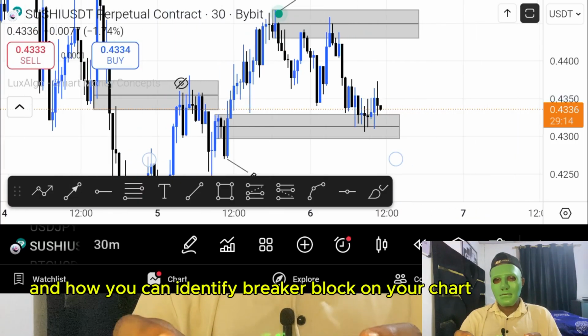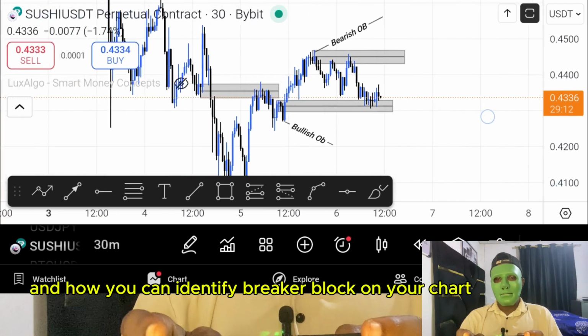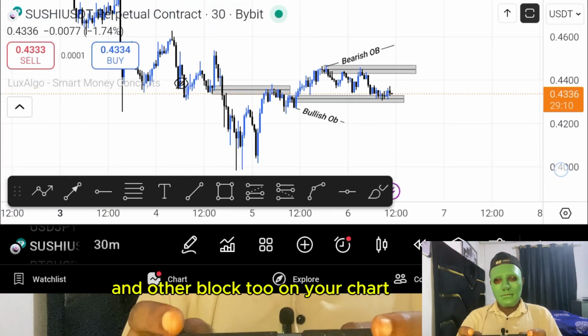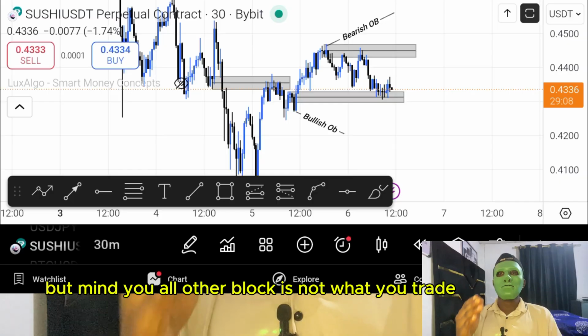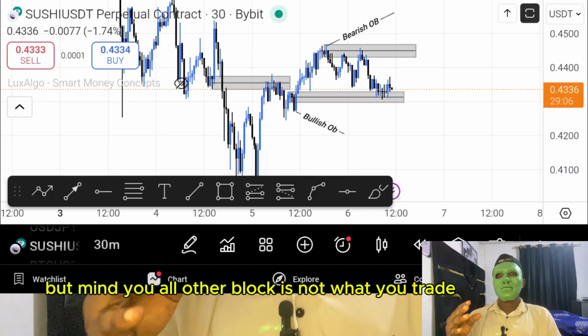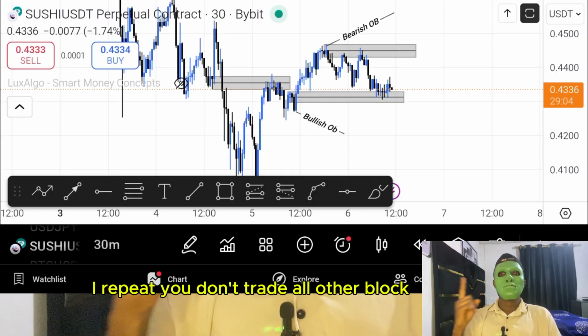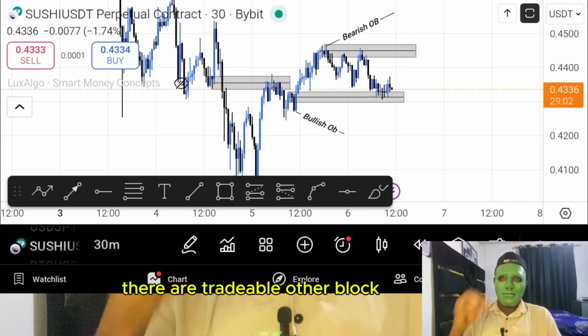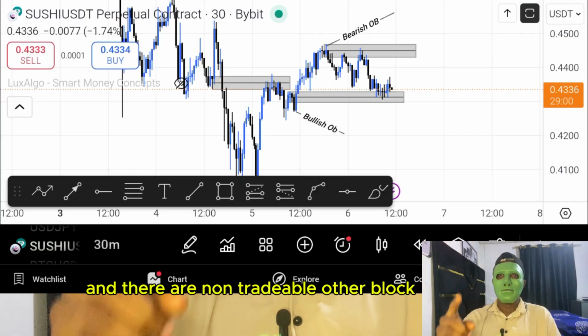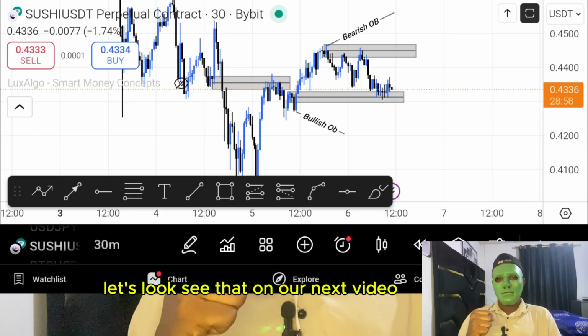And that is how you can identify a breaker block and an order block on your chart. But mind you, all order blocks are not what you trade. You don't trade all order blocks. I repeat, you don't trade all order blocks. There are tradable order blocks and there are non-tradable order blocks. Let's see that in our next video.